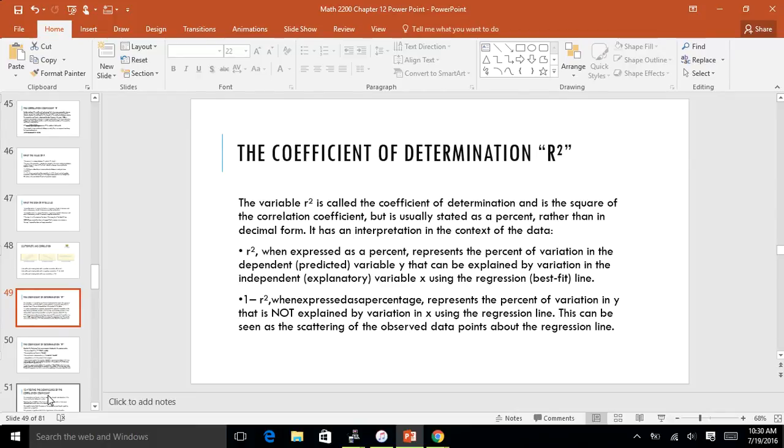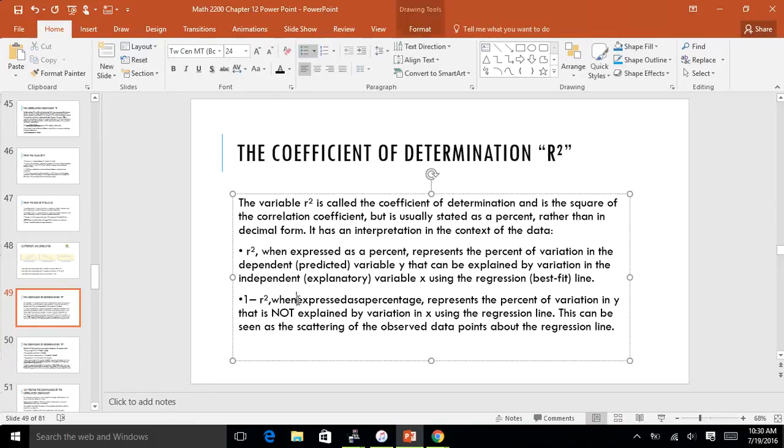So 1 minus R squared, when expressed as a percentage, represents the percentage of variation in Y that is not explained by X. So in the real world, I can do my R squared, which will explain the variation of Y explained by X. But in the real world, one thing isn't always controlled by another. So when you do a huge linear regression, you can have many different X's that can explain what's changing in Y. But for this class, we're only going to have one X and one Y.